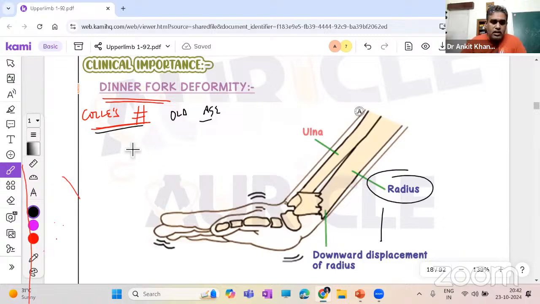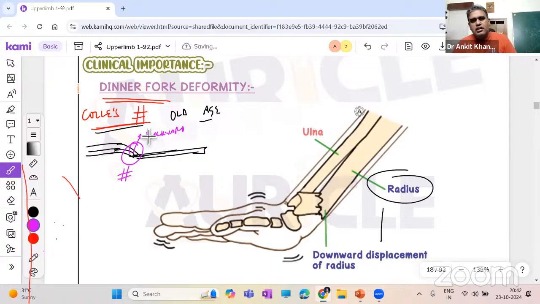Now, have you seen a fork? I hope you all must have seen a fork. If I twist the fork around, it appears somewhat like this. And this happens to the radius. The fracture is actually over here. This is the site of fracture, and the distal end of radius is pushed backwards, or posteriorly. The hand, or the X-ray image, might look like a dinner fork. So it is known as dinner fork deformity, and basically it's a Colles fracture.